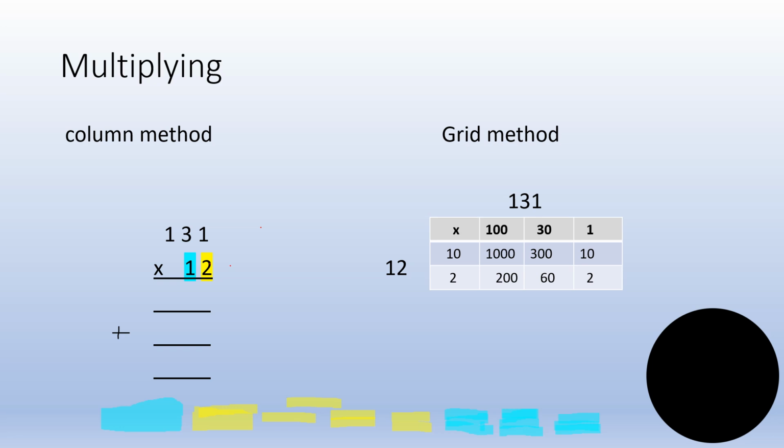I'm going to start with 1 multiplied by 2, which is 2. And then I'm going to multiply the 3 by the 2, always first time through using the units there. 3 multiplied by 2 gives me 6. And then 1 multiplied by 2 gives me 2. So I've got 262 there.